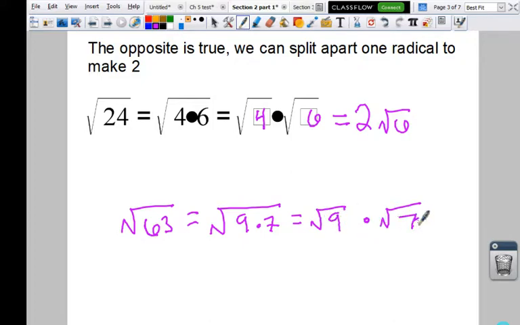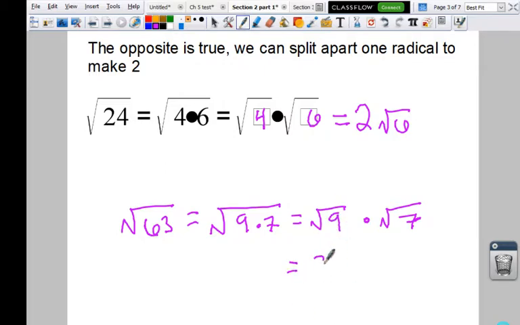Why would you want to split it again? I split it because I haven't actually split it yet. I split 63 apart, and now I'm splitting into two square roots. You're going to see more why in a minute. But for right now, what's the square root of 9?